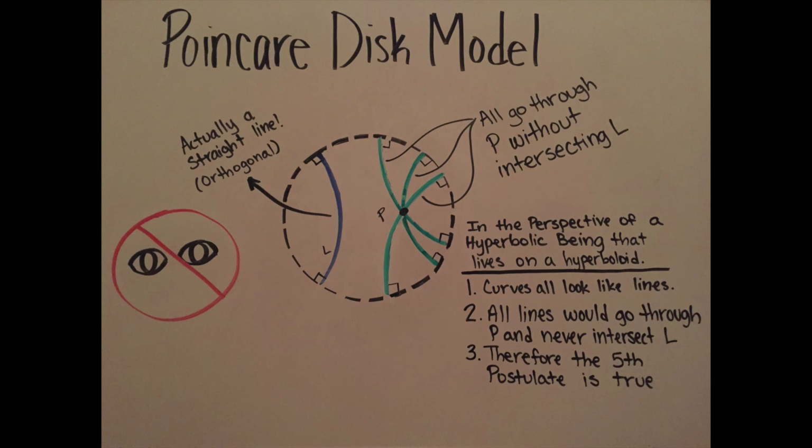Although they looked curved to us, to a hyperbolic being living on the hyperbolic plane, these curves would appear as straight lines, and all the lines would be going through P and never touching L. Therefore, the lines through P are parallel to L, proving the fifth postulate of hyperbolic geometry is true.